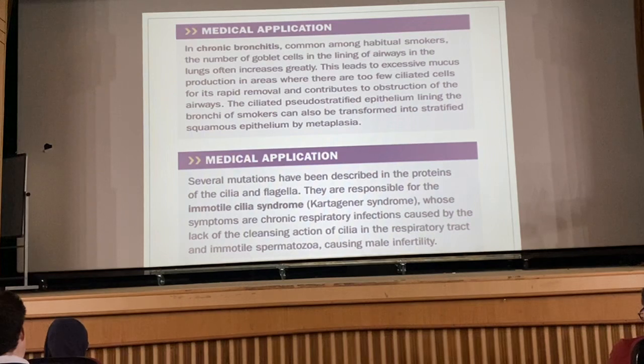So the ciliated epithelium lining the bronchi of smokers can also be transformed into stratified squamous epithelium by a pathological conversion called metaplasia. The pseudostratified ciliated columnar epithelium undergoes changes, it becomes stratified squamous epithelium, like the epithelium that lines the oral cavity or the esophagus. So it cannot perform the normal function, which is the propelling of the sputum and the secretion, even the inhaled large particles towards the outside.